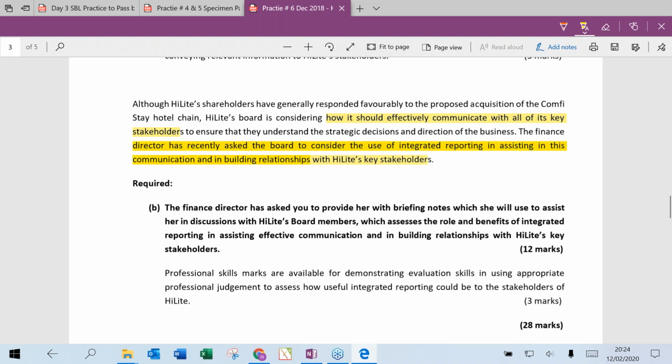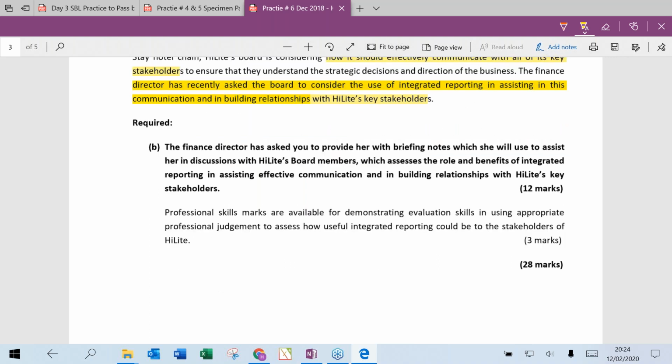B. The finance director has asked you to provide her with briefing notes which she will use to assist her in discussions with Highlight's board members, which assesses the role and benefits of integrated reporting in assisting effective communication and in building relationship with Highlight's key stakeholders. So you see, a very straightforward question, 12 marks, and then 3 professional marks are for evaluation skills.